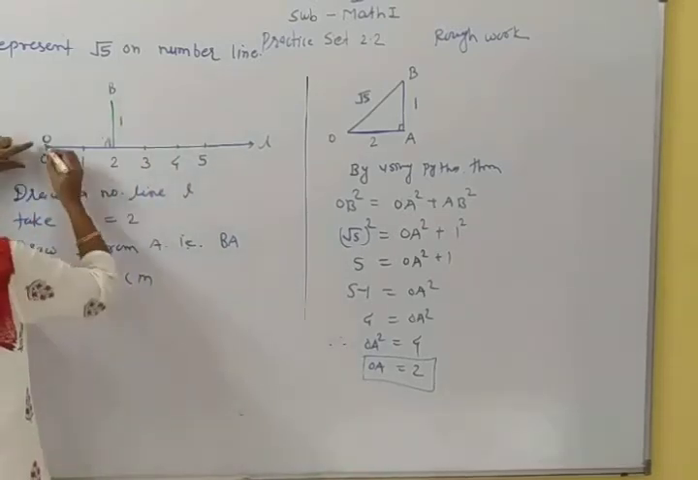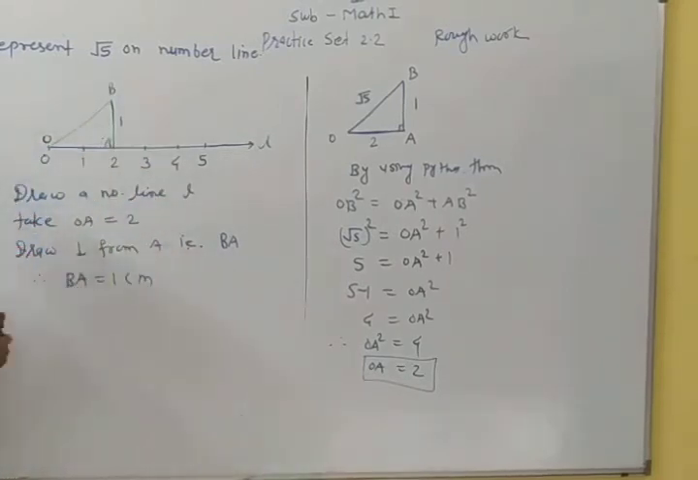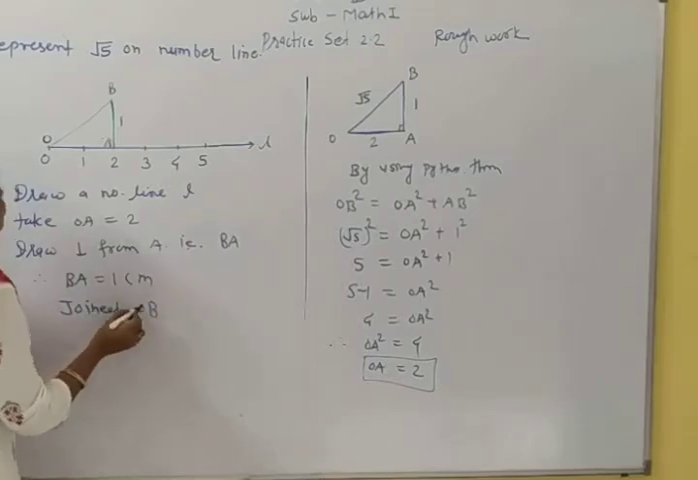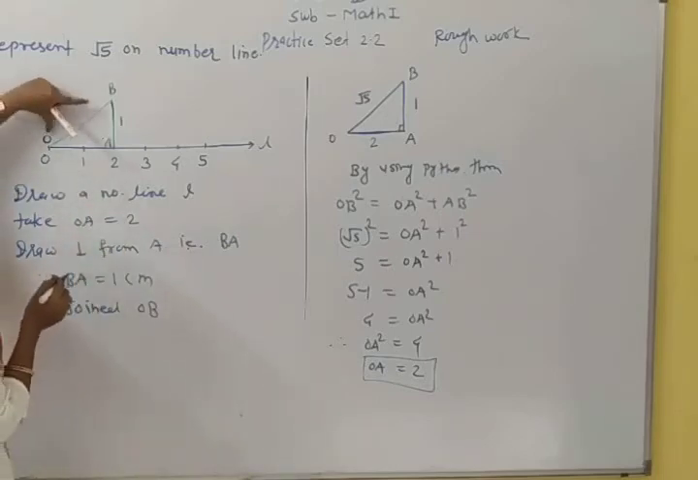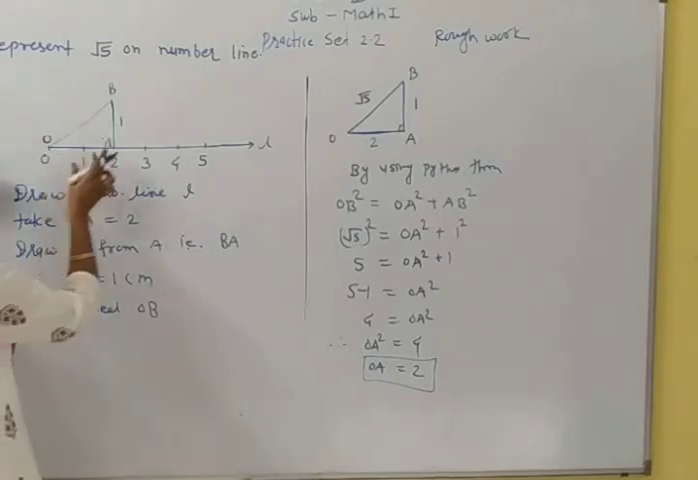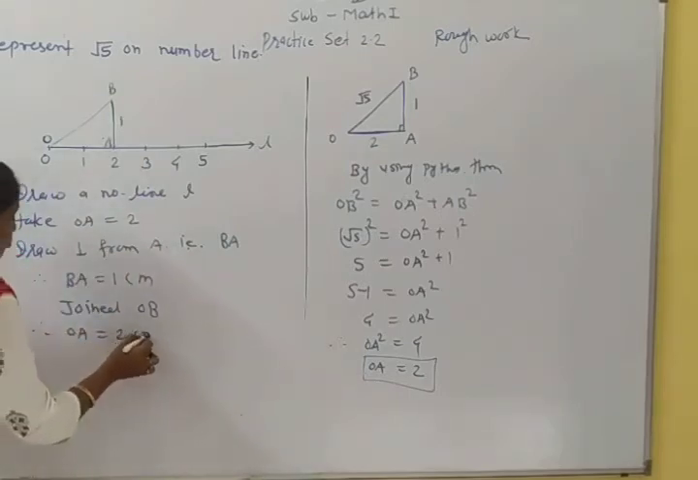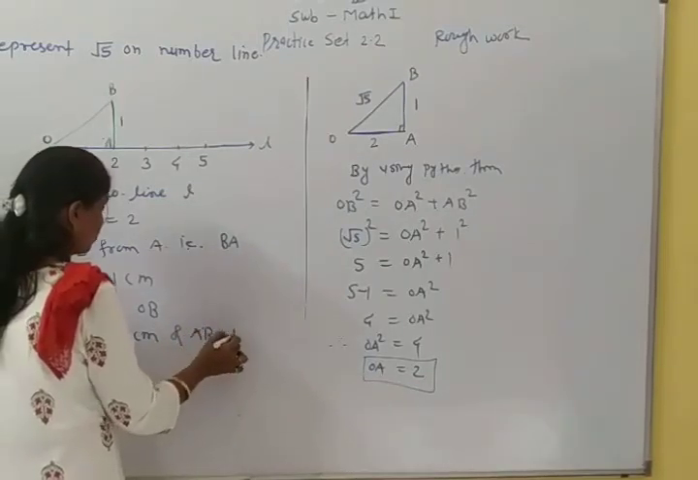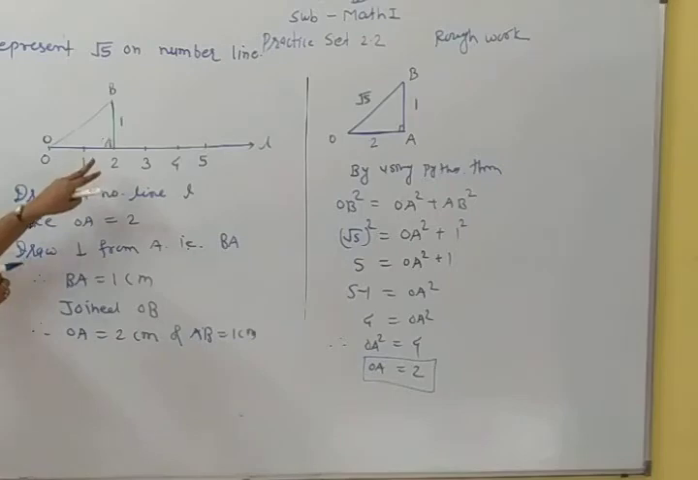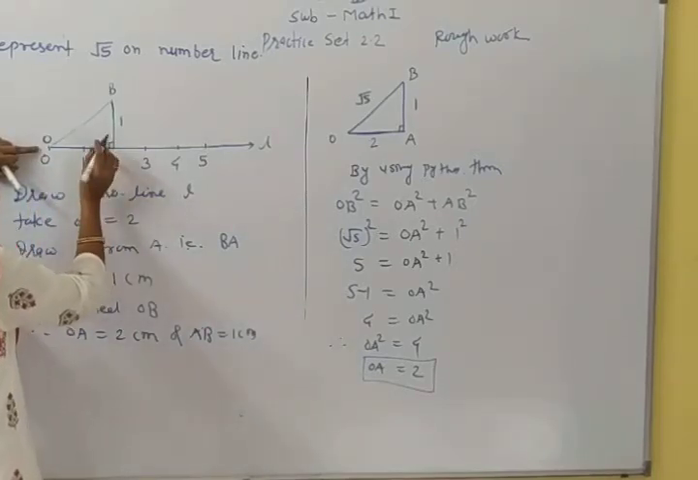Then join OB. Next point is join OB. Okay. And then find the value of this OB. Here OA equal to 2 centimeter and AB equal to 1 centimeter. So AB is the perpendicular on OA. So here angle A equal to 90 degree.